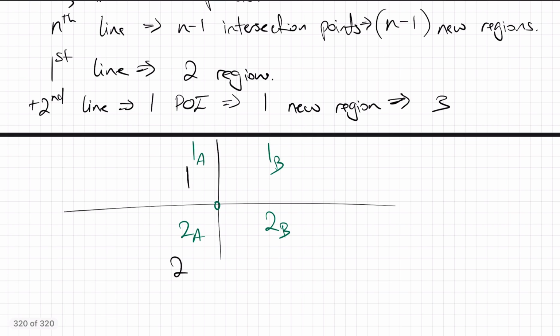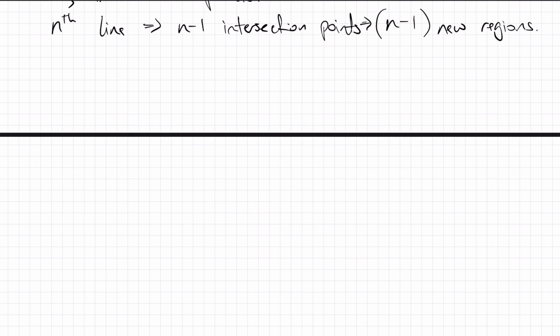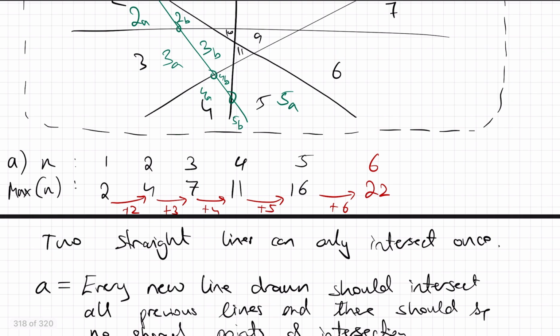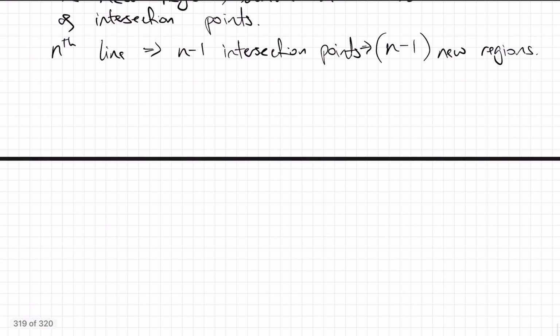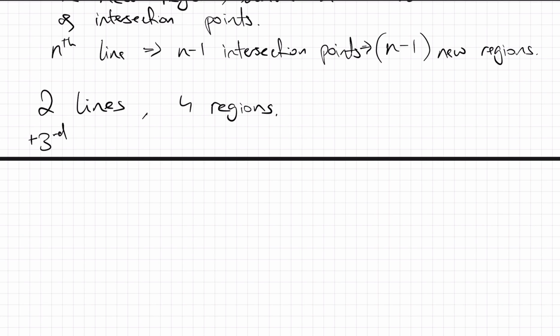Okay. Let's just start from the second line. Maybe it's a bit weird for the first 2, or maybe I'm doing something wrong. Let's just have a look. Okay, so let's just say with 2 lines, we have 4 regions. Now with 3 lines, we'll say plus the third line, that implies we have 2.